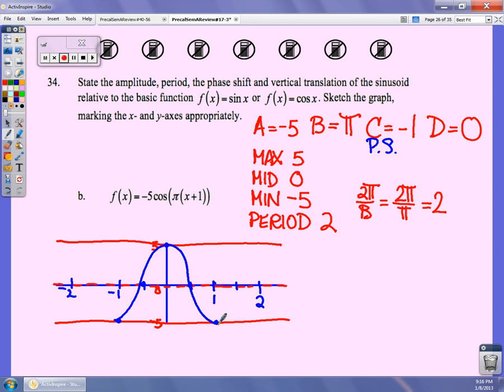That would be the resulting graph. Now let's go label everything just to make sure. We wanted to know the amplitude. Well, our A value was equal to -5, but the amplitude is always positive, so our amplitude would be 5. We labeled the phase shift, which is this C value. Our vertical translation would be this D value. There is none. And we have the cosine function, and it was negative.